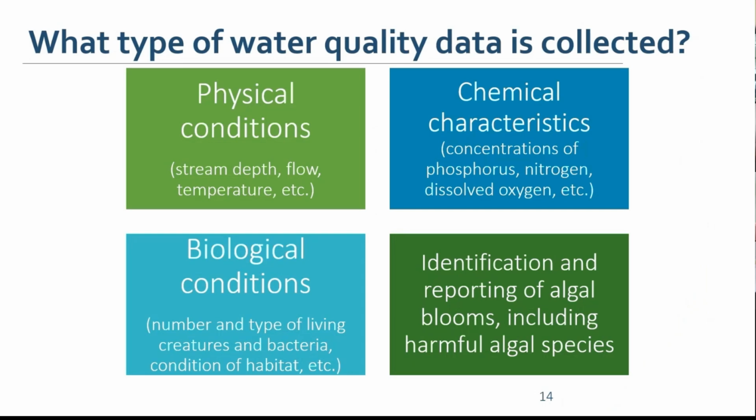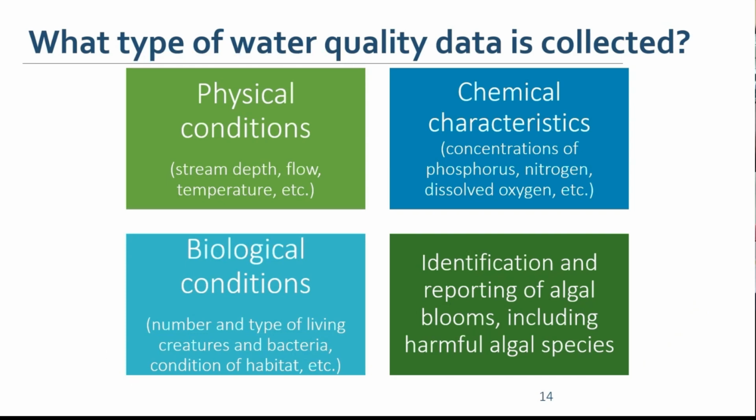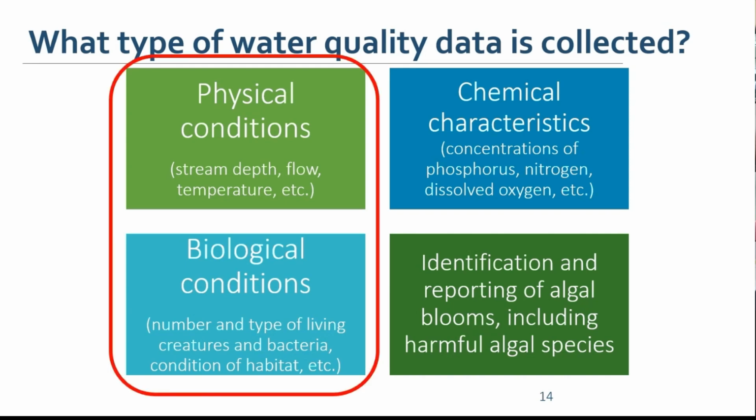So what type of water quality data is collected? First is physical conditions, which includes stream depth, flow, temperature, and chemical characteristics, such as the concentration of phosphorus, nitrogen, dissolved oxygen, things like that. Biological conditions is the number and type of living creatures, and bacteria is also usually in that category as well, and the condition of the habitat. And the fourth type is identification and reporting of algal blooms, including harmful algal species. So what we are learning about in stream school encompasses these two, the physical conditions and the biological condition.